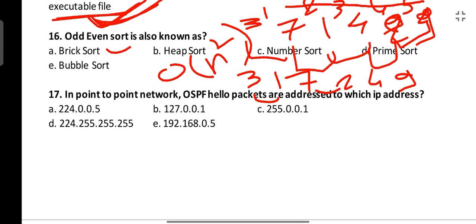Next is, in a point-to-point network, OSPF hello packets are addressed to which IP address? We should know what OSPF hello packets are. OSPF hello packets are just small packets to check the connectivity with their neighbors. The IP address used here is 224.0.0.5. At this IP address, OSPF hello packets are received and sent. What is 127.0.0.1? This is a loopback address.